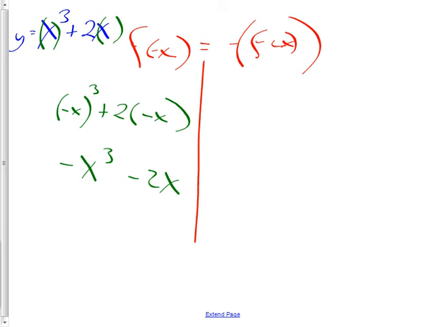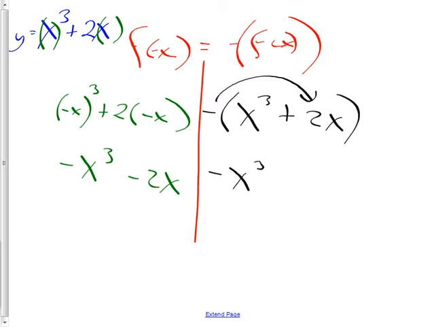On this side, I put a negative and a big parenthesis. And what do I drop in there? The function, x cubed plus 2x. Then I multiply that negative out. Negative x cubed, and the negative gets distributed to that over the plus sign, and I'd have negative 2x. And are these exactly the same as each other? What do we just prove then? It is odd.